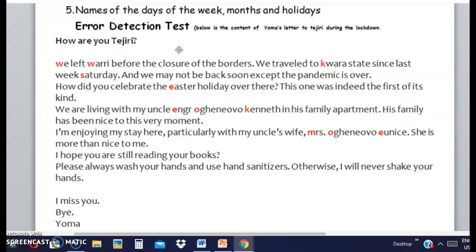Now look at the first word, we. That negates the rule. Warri is a place. Kwara is a state, a place. Saturday, that's one of the days of the week. Easter is a holiday. Engineer is a title. Ogenevo, Kenneth, these are names. Mrs. is a title. Ogenevo, Eunice, they are also names. So all these were highlighted because they are not capitalized. So this is what capitalization is, and I hope you'll be able to take the test that I'm going to send to you after now.